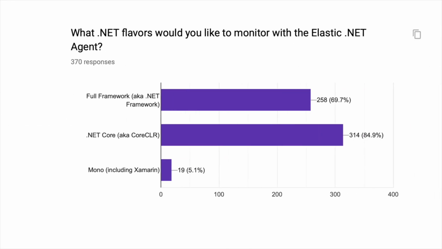So in terms of .NET flavors, roughly 85% of the people use .NET Core, and around 70% use full framework, and we have 5% who use Mono. Of course, one responder can use multiple frameworks, and that's why the sum here is more than 100%. But the trend is clear. .NET Core seems to be the most important .NET flavor.